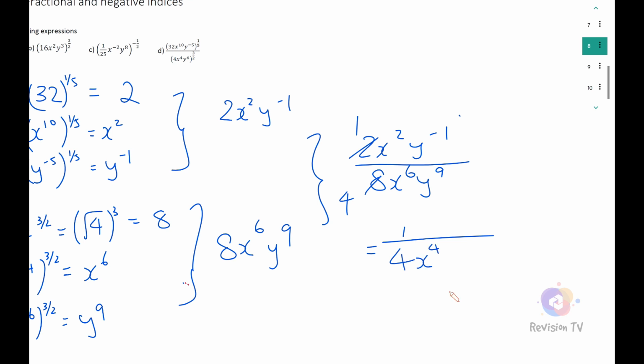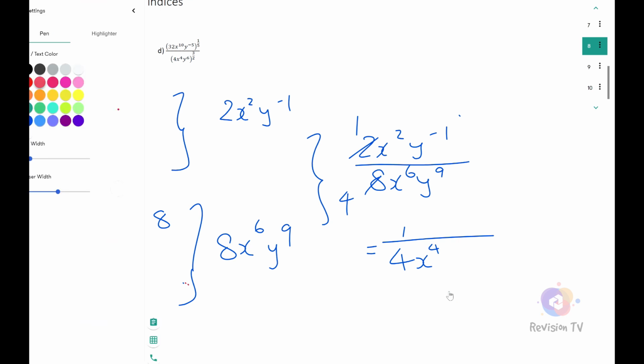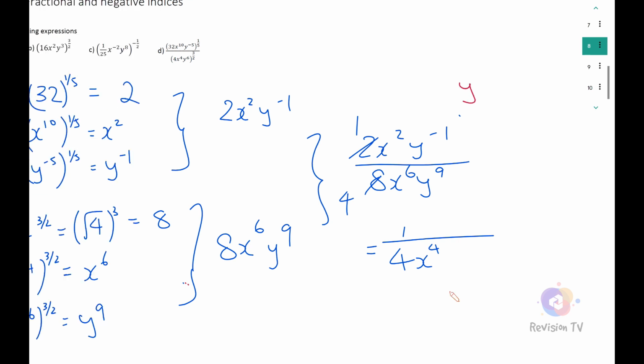Now, for the y, interesting, we've got a minus 1 in there. So now, if you have a minus 1 on top, what it means is y to the power of minus 1 divided by y to the power of 9. Divide means subtract the power. Minus 1 minus 9 is y to the power of minus 10. And negative power means you put it underneath in the denominator. So 4x to the power of 4, y to the power of 10.